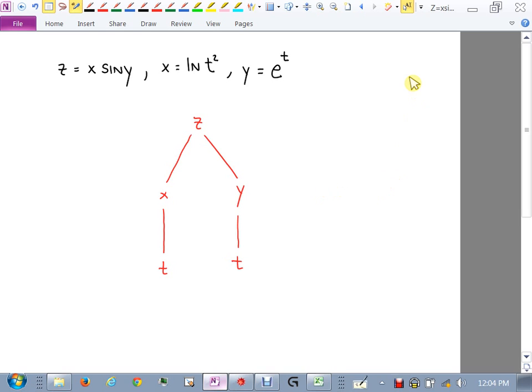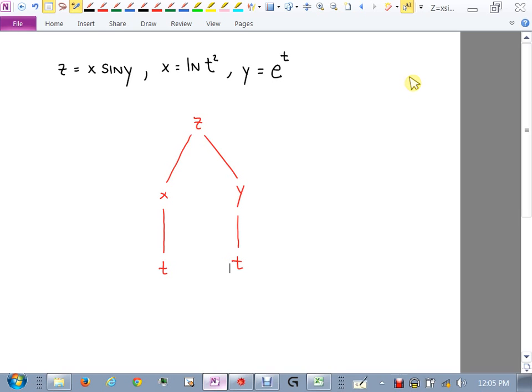So ultimately, z depends on one thing, right? You give me t, I give you z. All I need is t to provide you what z is. Now, because of that, there is only one derivative possible for me to ask, and that is, what's the derivative of z with respect to t? That's the only thing possible.